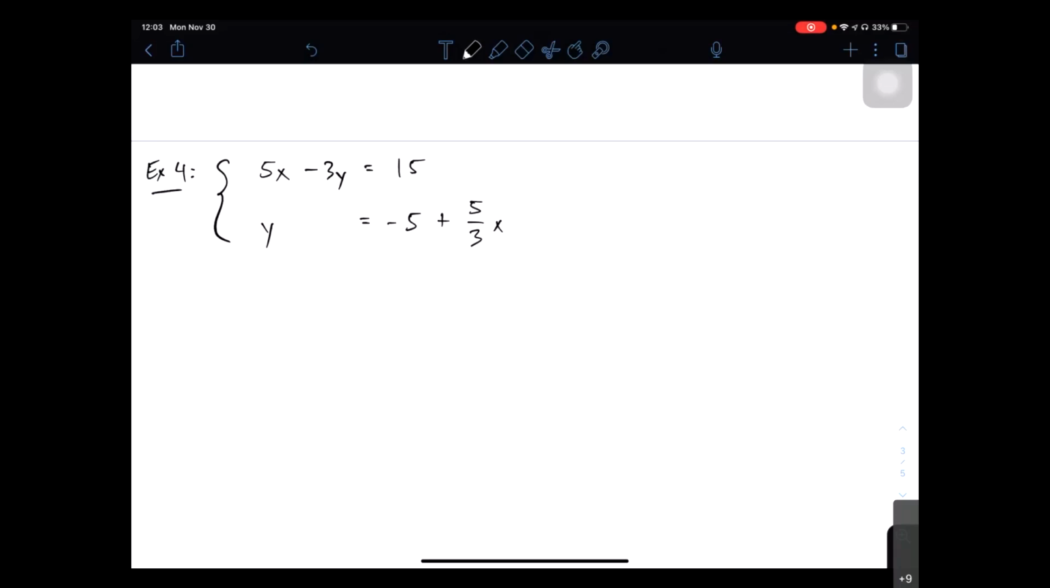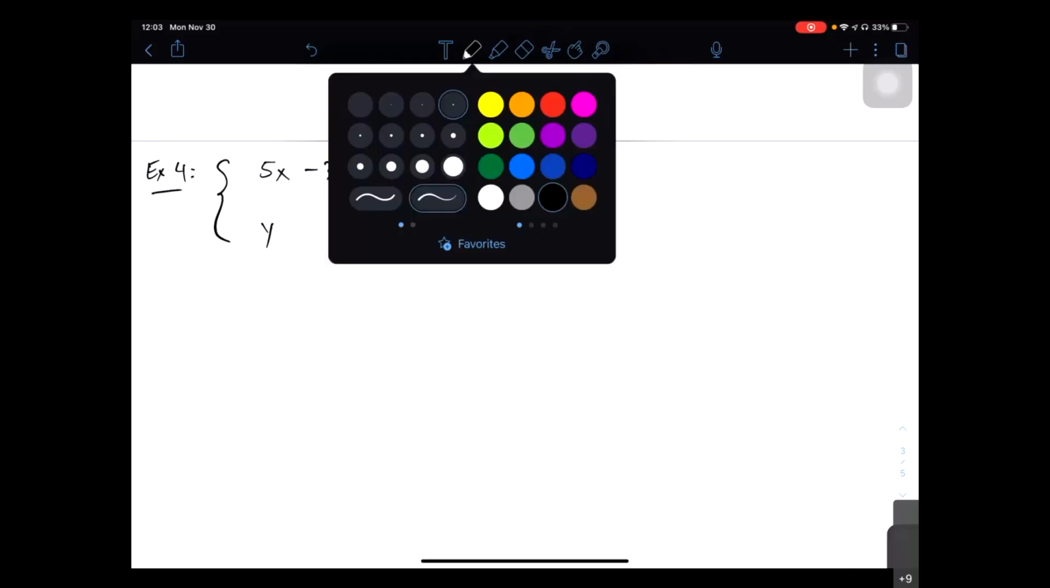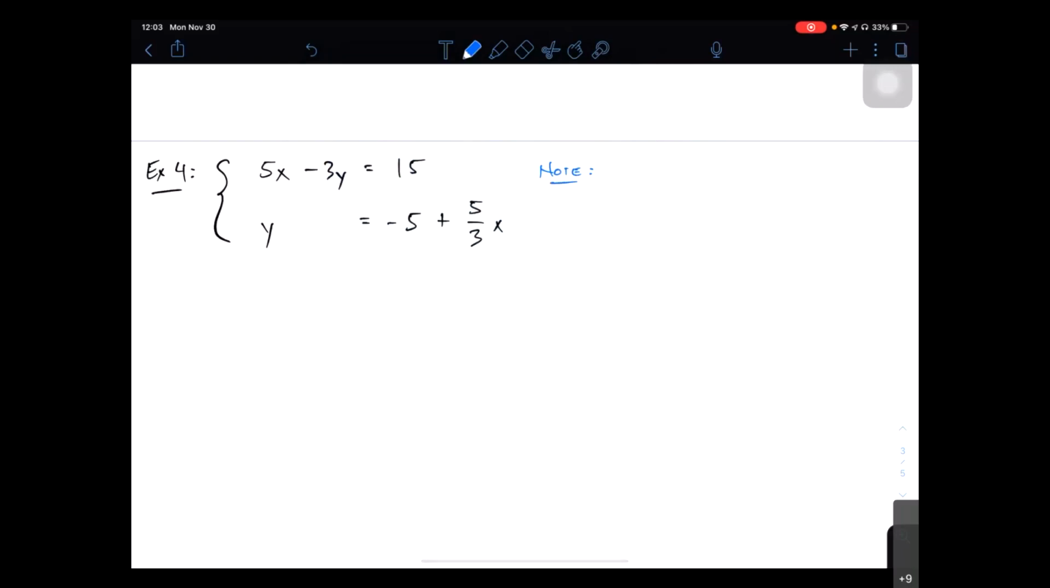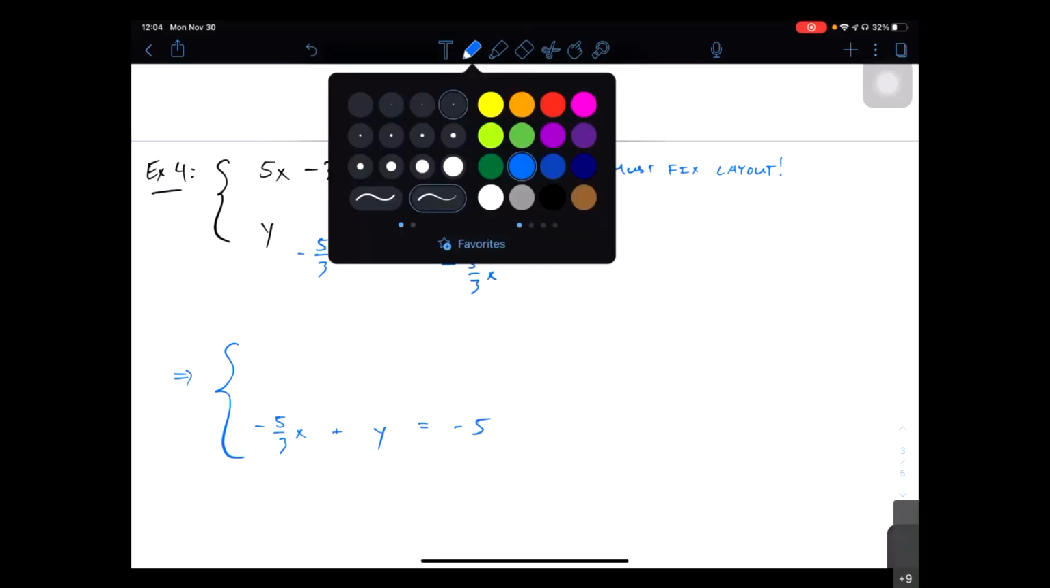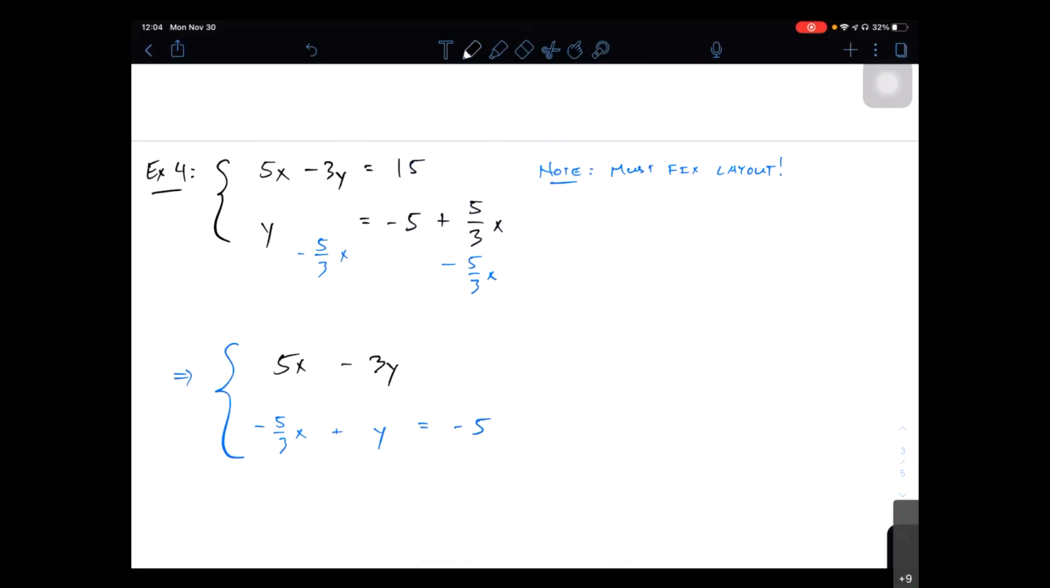The more complicated your setup, your layout, whatever you would like to call it, the harder it makes the problem. So in this case, note, we must fix the layout. We just add negative 5/3 x to both sides, and then we rewrite the equation. Now I'll put it in order: negative 5/3 x plus y equals negative 5, and the original on top is 5x minus 3y equals 15.